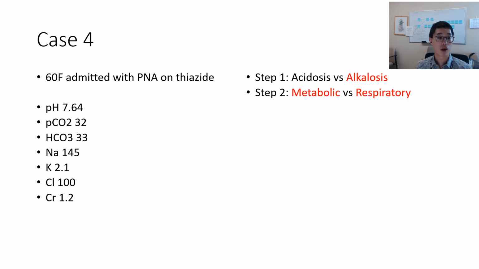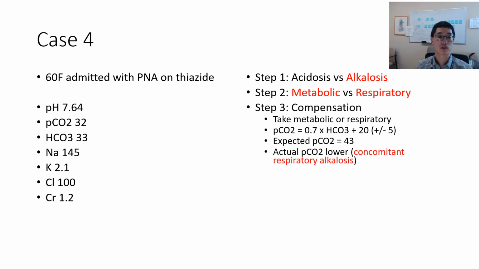Now, let's see which one is priority, and you can choose either one to calculate your compensation, whether it's a respiratory or a metabolic process. I like to take the metabolic process first. Okay, so if we calculate our expected PCO2, it's 0.7 times bicarbonate plus 20 plus or minus 5, and the expected PCO2 in this case is actually 43. Okay, and as you can see on the ABG, the PCO2 of 32 was actually less than the expected PCO2 of 43, which means that you have something driving the PCO2 lower, which accounts for your respiratory alkalosis. So you have a concomitant respiratory alkalosis as well as your metabolic alkalosis, okay, which we knew in the first place, but the compensation calculations actually help to confirm that.